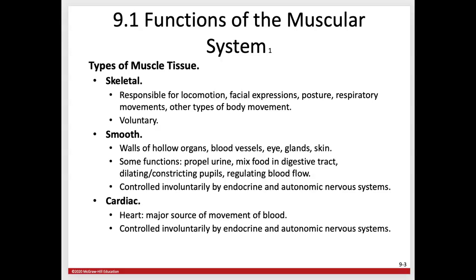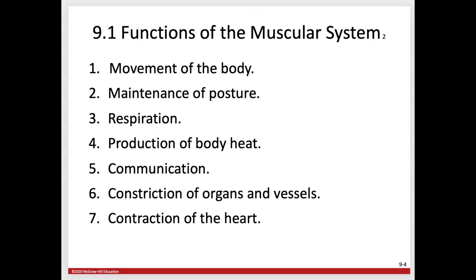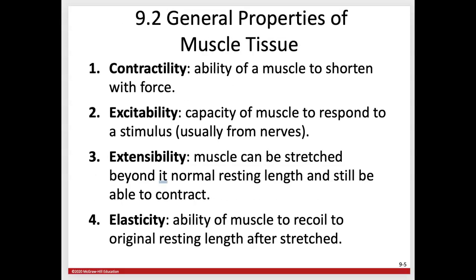Cardiac muscle is in the heart, and it's the major source of the movement of blood. And of course, this also is involuntary, so we are not conscious of that. So functions of the muscular system, a quick overview: movement, maintenance of posture, respiration, production of body heat, communication, constriction of organs and vessels, and contraction of the heart.